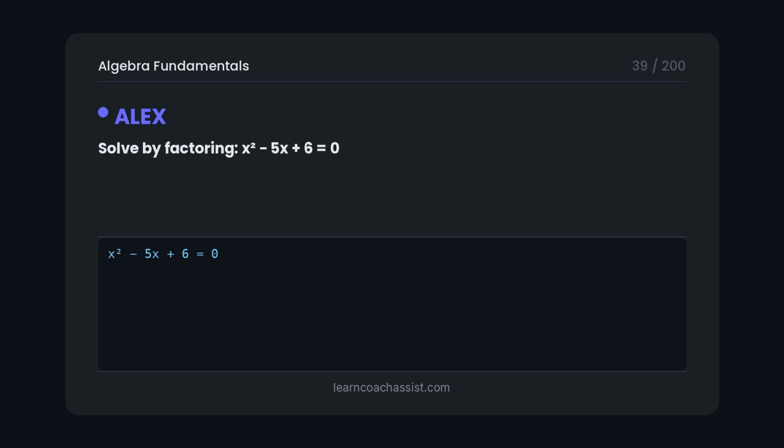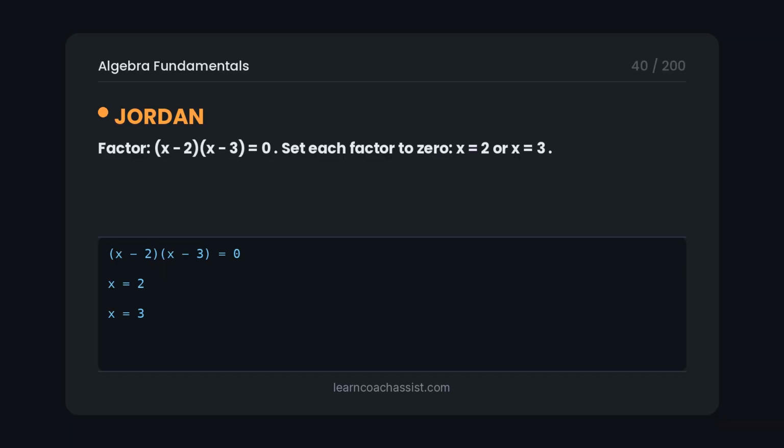Solve by factoring: x² - 5x + 6 = 0. Factor: (x - 2)(x - 3) = 0. Set each factor to 0: x = 2 or x = 3.